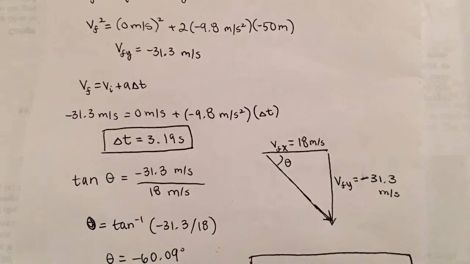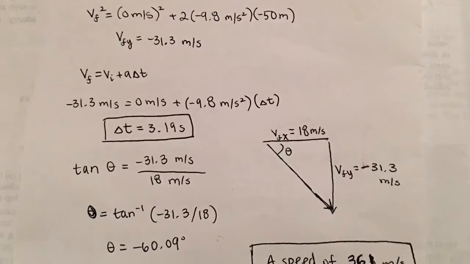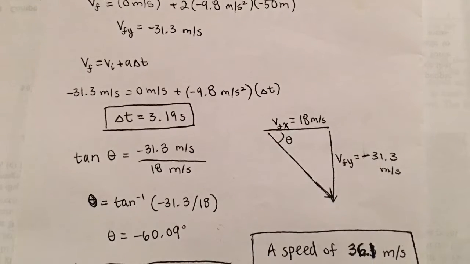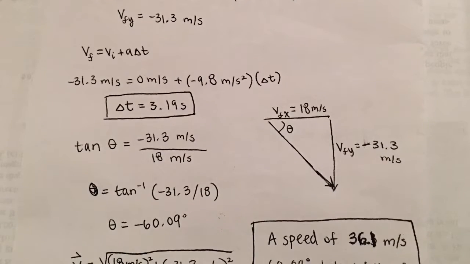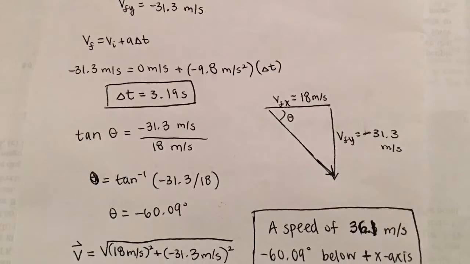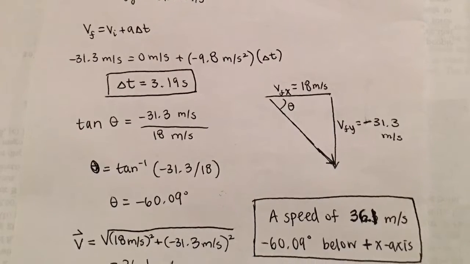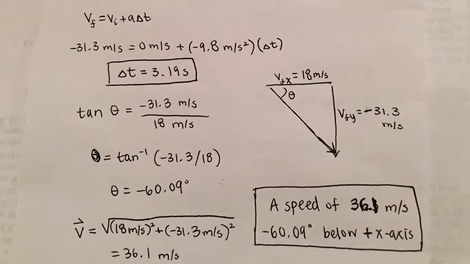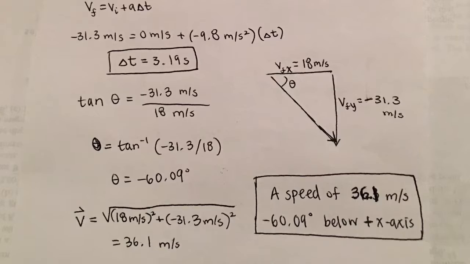Now for the next part of the problem, you have to find the degree. I have gone ahead and drawn a triangle on the right side which represents the diagram you will be using for this part of the problem. Knowing that the x direction's final velocity is equal to 18 meters per second, you could go ahead and label that part of the triangle. Now for the next part, you will know that the y direction's final velocity is negative 31.3 meters per second. Now using these, you could use the tangent of theta and find that theta equals negative 60.09 degrees.